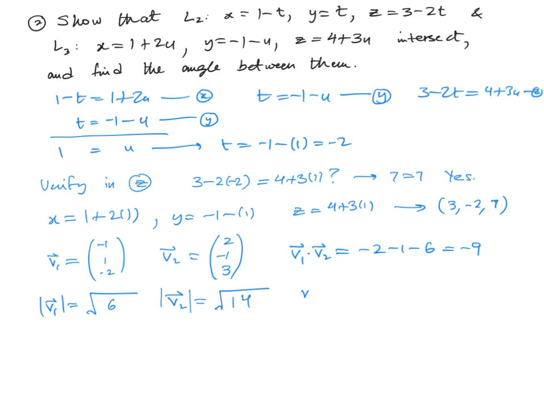So now v1 dot v2 is going to equal the magnitude of v1 times the magnitude of v2 times cosine theta. And so I'm going to plug in the dot product value and the magnitudes and isolate cosine theta. So cosine theta equals, well, the dot product was negative 9, and the two magnitudes were root 6 and root 14, which is square root 84. And so theta is going to be cosine inverse of that.